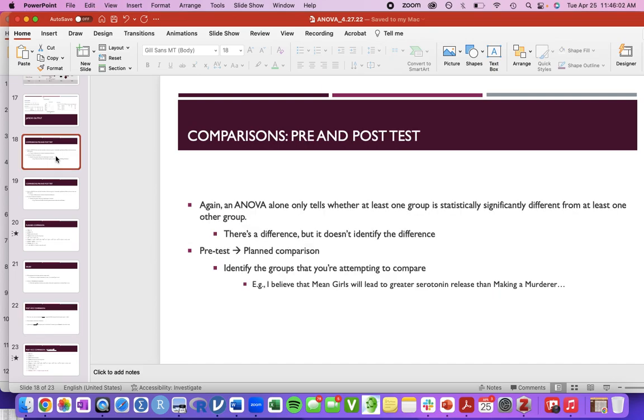Okay, so again, as we mentioned, an ANOVA only tells us whether at least one group is statistically significantly different from at least one other group. It just doesn't identify the difference. So one thing we can do is a planned comparison. There are times where we might expect an answer. So I might expect that my SSRI group will be different from my placebo group.